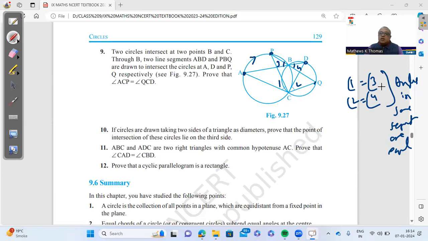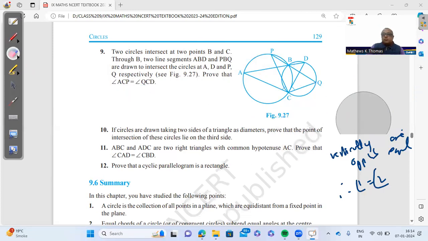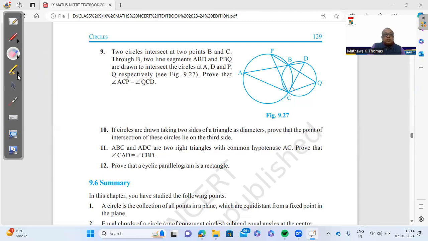So 1 and 3 are equal, 2 and 4 are equal. Now 3 and 4 are equal because they are which type of angles? 3 and 4 are vertically opposite angles. Therefore, if 3 and 4 are equal, then obviously I can say angle 1 equal to 2, or ACP equal to QCD. Right? So this is question number 9. Now we come to question number 10.